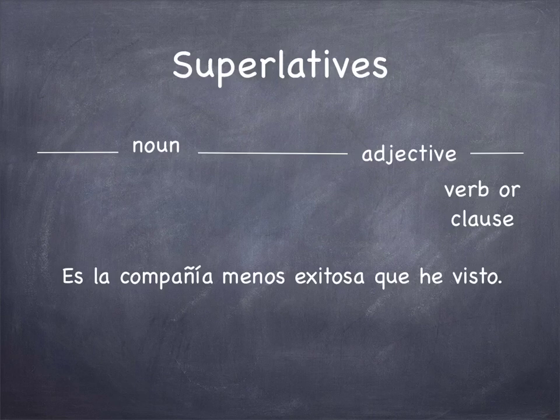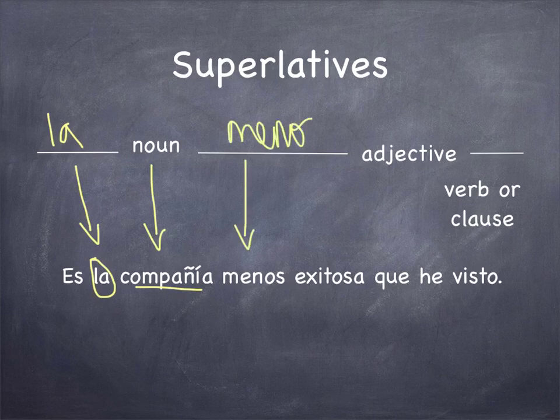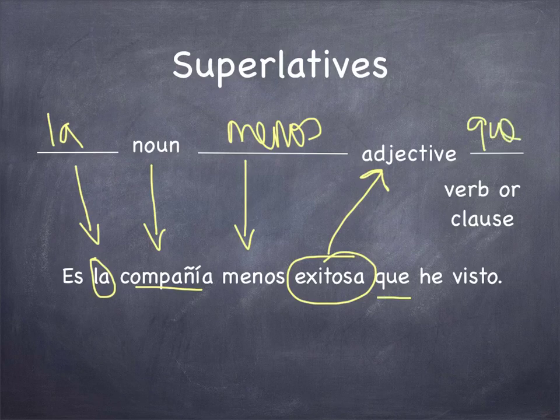Es la compañía menos exitosa que he visto. So again, we begin with our article. We have our noun. This time we're going to use menos. Now, the adjective is exitosa or successful. And then we have our word que, because in this case, this is the verb. It is a compound verb, and we're going to be learning about this topic in our next unit. So going back, es la compañía menos exitosa que he visto means "is the least successful company that I've seen."